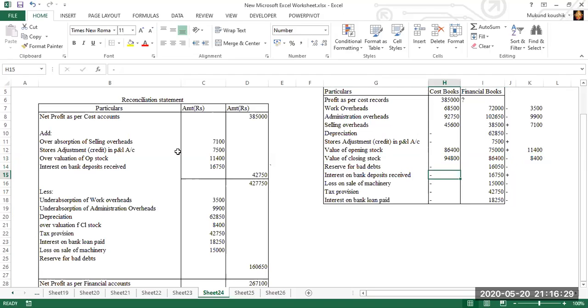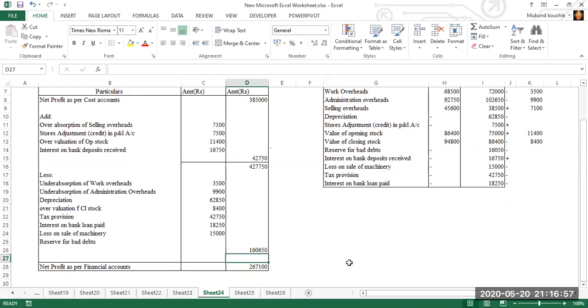Then similarly, loss on sale of machinery, tax provision, and interest on bank loan paid. All these are losses and expenses of financial books, so the same amounts we have to deduct. After deducting all the items, the total of all the items which you have deducted is coming to 1,60,650. So from this 4,27,750, if you deduct 1,60,650, you will arrive at net profit as per financial accounts, which is 2,67,100. So this is how we have to solve this problem.